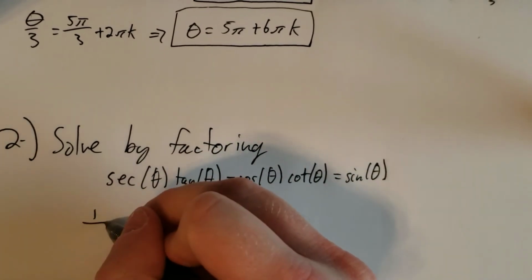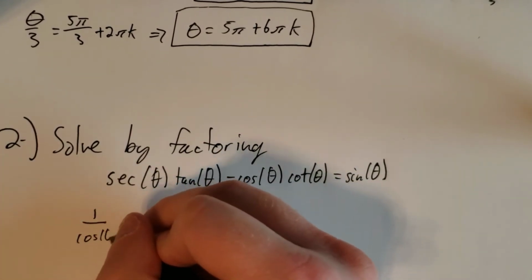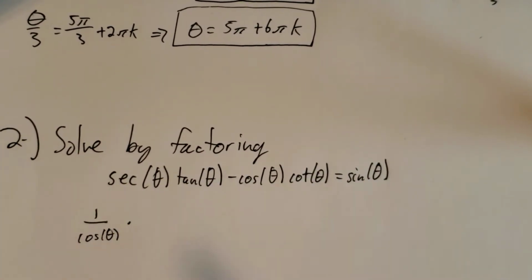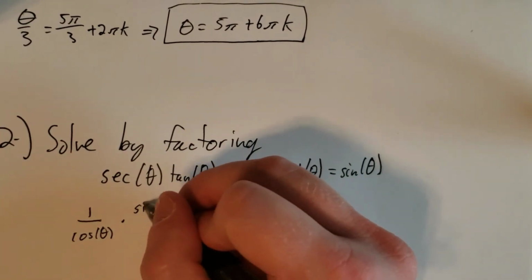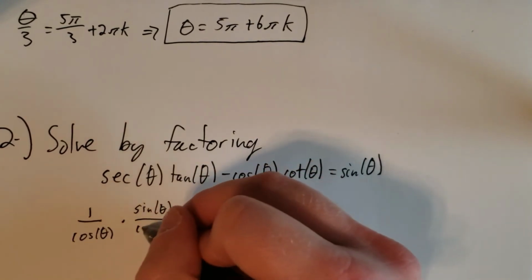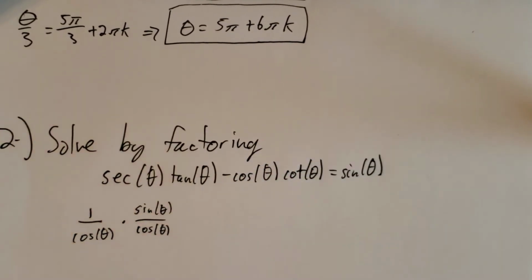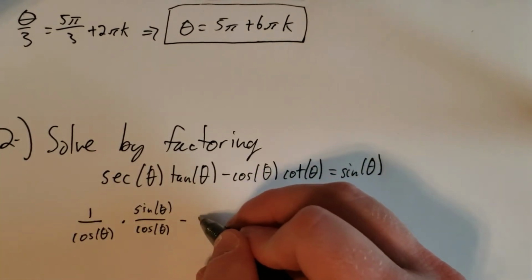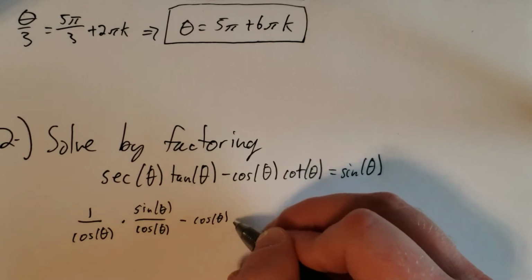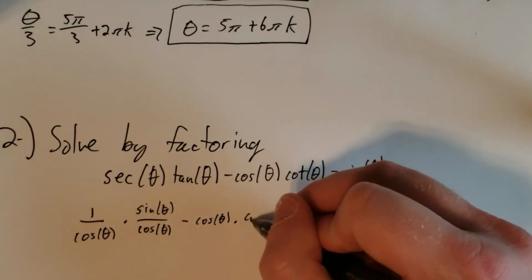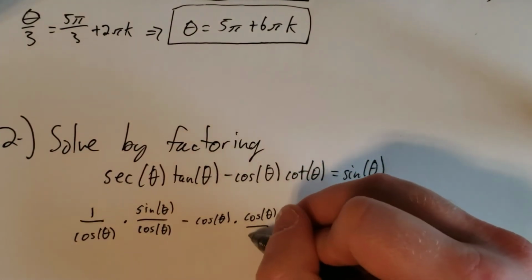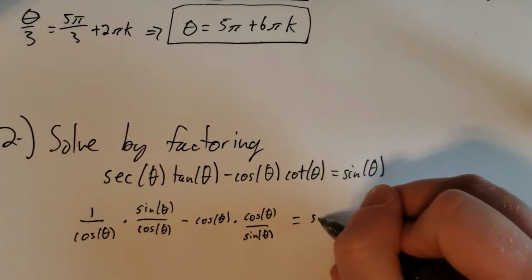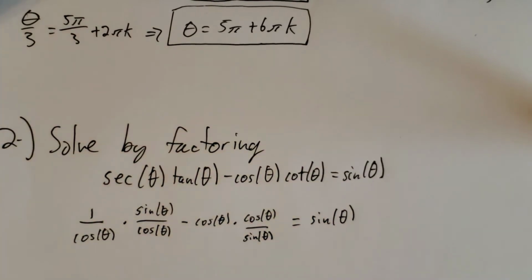So we get 1 over cosine of theta times, right? So secant of theta is 1 over cosine theta. Tangent of theta is sine of theta over cosine of theta. And then we get minus cosine of theta times cotangent of theta, which is cosine of theta over sine of theta. And this is equal to sine of theta.